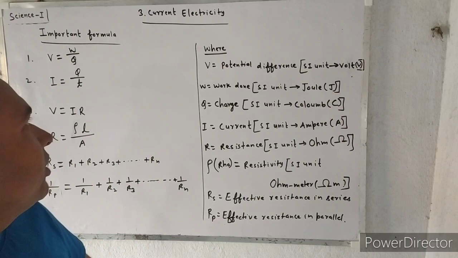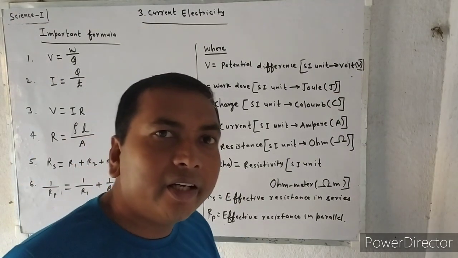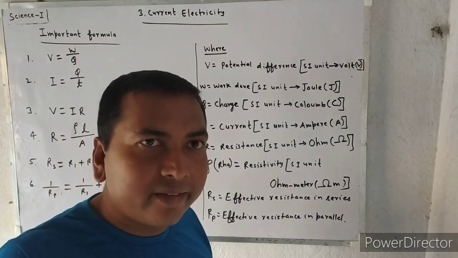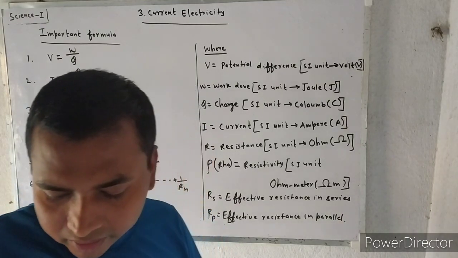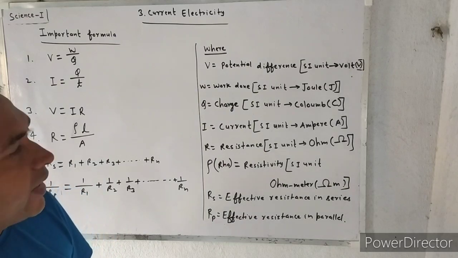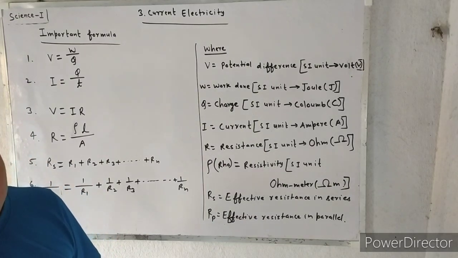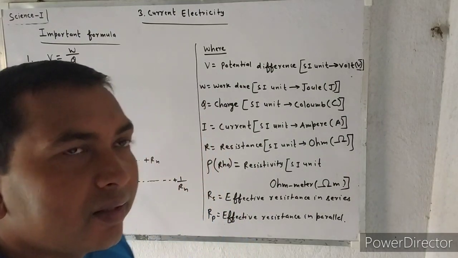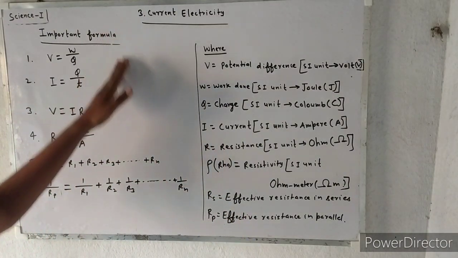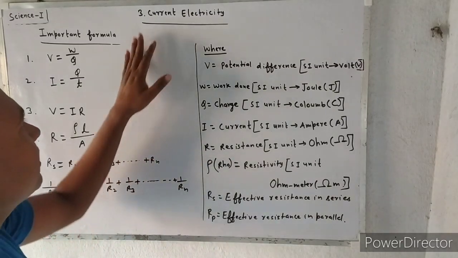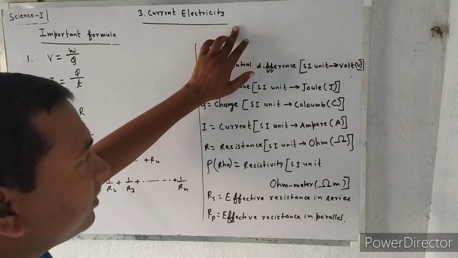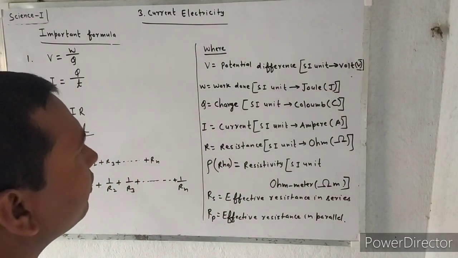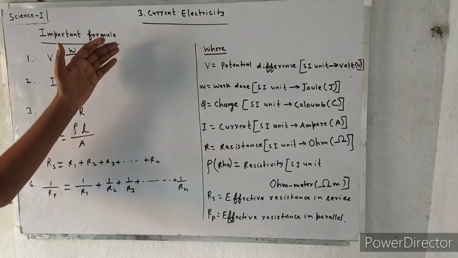So today is the last lecture of chapter number 3, that is current electricity. Today we will discuss numericals and some questions that are given in your exercise. Before the exercise, I have written all of the important formulas given in chapter number 3, current electricity. So before you start, first of all you have to learn all these formulas.